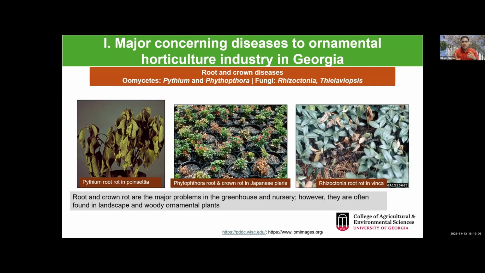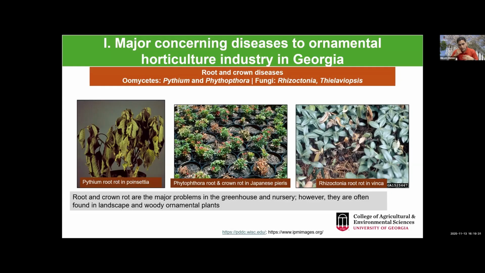The first one is root and crown diseases. These could be caused by oomycetes and fungi. When you say oomycetes, that could be Pythium or Phytophthora. For the fungi, it is mostly Rhizoctonia and Thielaviopsis. But we have a whole lot of other pathogens like Fusarium or Verticillium that could be a problem. Verticillium is really not a problem in Georgia because of the soil pH, but it could be a problem in other parts of the region.